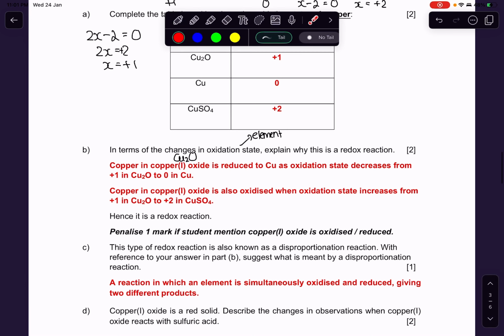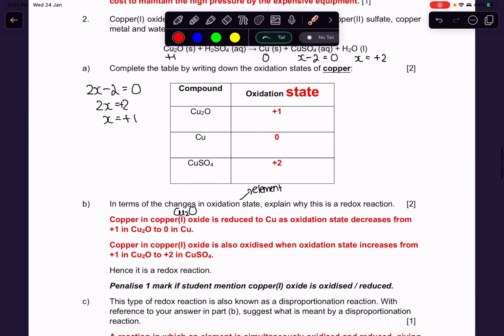Okay, so one more thing to note from the previous question in part B is that if you mention that copper 1 itself is oxidized or reduced, it's wrong because they are using oxidation state. When you talk about oxidation state, it's always coming back to the element. So you have to talk about the element in the compound instead, or in the substance.